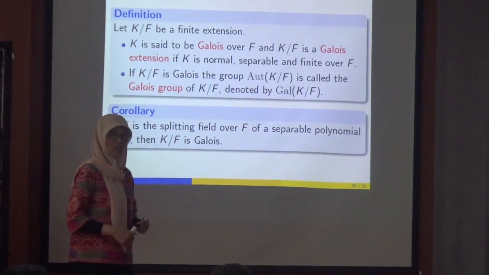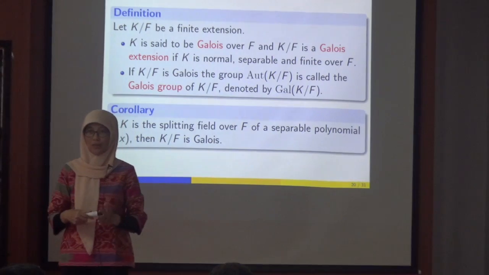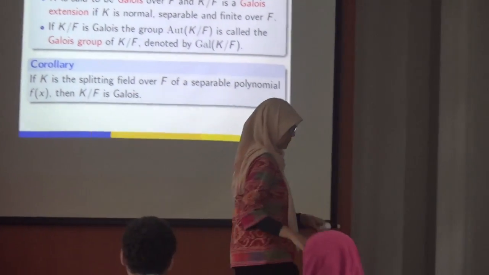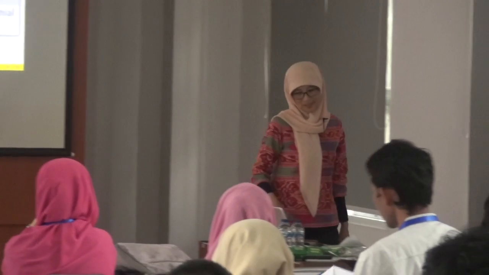If this extension is Galois, then the group is also called the Galois group. It is easy to remember, since the name is preserved here. And as a corollary, if K is the splitting field over F of a separable polynomial f(x) in F[x], then K over F is Galois.